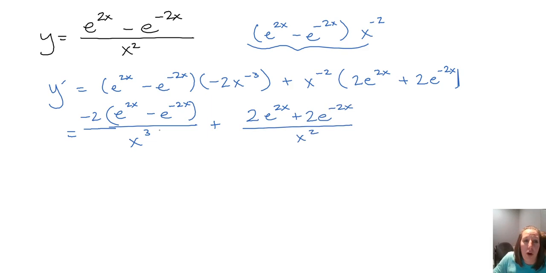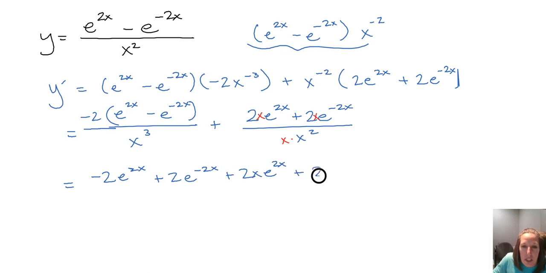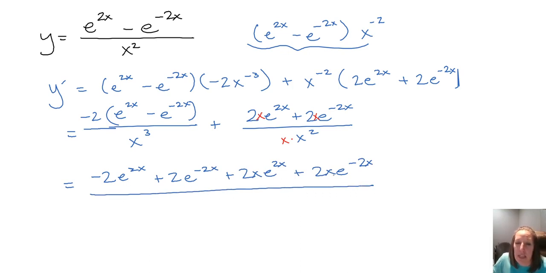but if we wanted to, we could go ahead and get a common denominator of x cubed. That means we need to multiply by x in the denominator, and we need to multiply by x on each term in the numerator. And so I'm going to go ahead and distribute this negative 2. So we'll get negative 2e to the 2x plus 2e to the negative 2x plus 2x e to the 2x plus 2x e to the negative 2x. Remember, we cannot combine like terms unless they have the same terms, and that means the same number of x's on the base and the same exponent, all over x cubed.